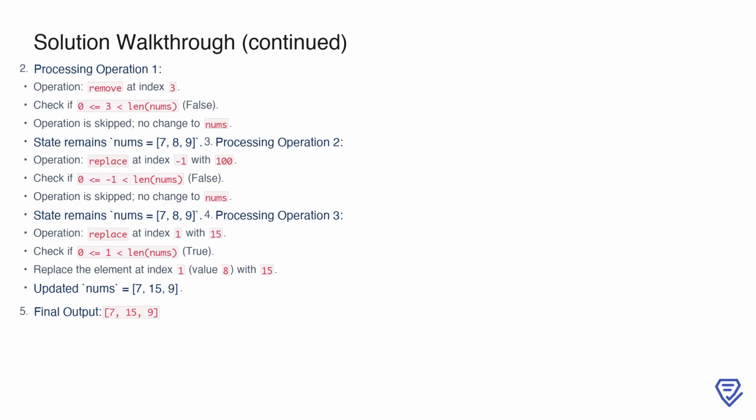Since the index is out of bounds for the array, this operation is skipped, and the array remains unchanged as 7, 8, 9. Next, we handle the replace operation at index -1 with the value 100. Again, the index is invalid, so this operation is skipped, leaving the array unchanged. Finally, we process the replace operation at index 1 with the value 15. The index 1 is valid, so the element at index 1, which is 8, is replaced with 15. The array is now updated to 7, 15, 9. The final output of this example is the updated array 7, 15, 9.